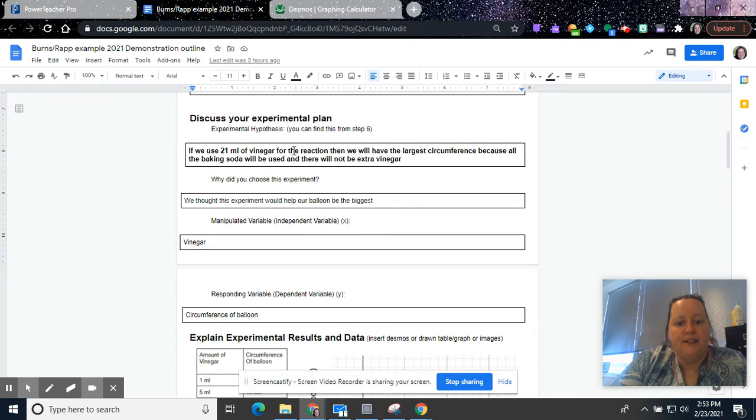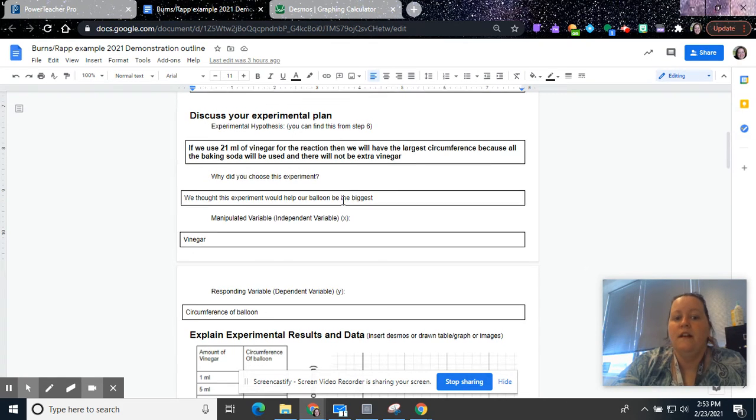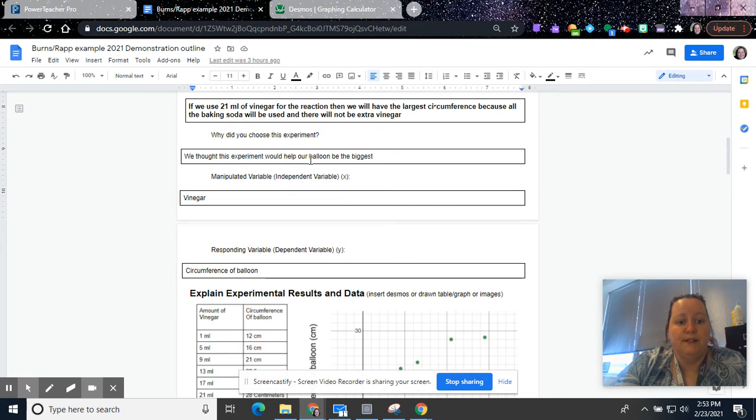Next is when you're going to start discussing your experimental plan. So start with your hypothesis. A lot of this work has already been done and it's been approved by us. So you just need to put it all together so you can build the best presentation that you can. Look at your step 6, your experimental plan, and your hypothesis should be on there. The one I'm going to use is: if we use 21 milliliters of vinegar for this reaction, then we will have the largest circumference because all the baking soda will be used and there will not be any extra vinegar.